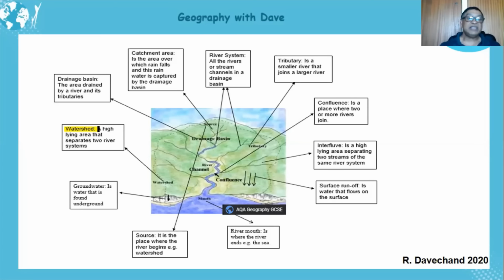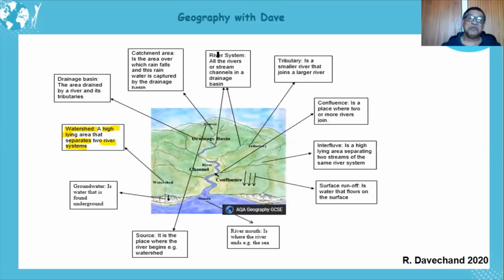All right. Let's look at what it means. It's a high-lying area separating two river systems. So we have two different river systems. Let's take the example of the Tugela River and the Vaal River. The Tugela River is on one side of the Drakensberg mountain range, and the Vaal River is on the other side. The Drakensberg mountain range is a high-lying area that separates two completely different river systems. Okay, so that is your watershed.